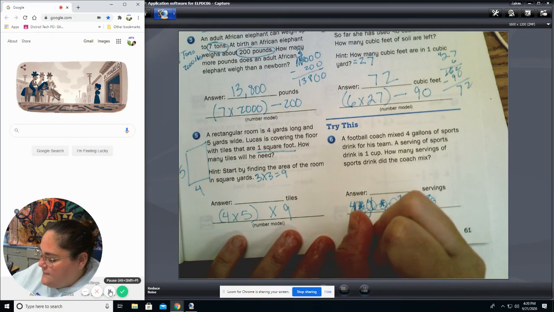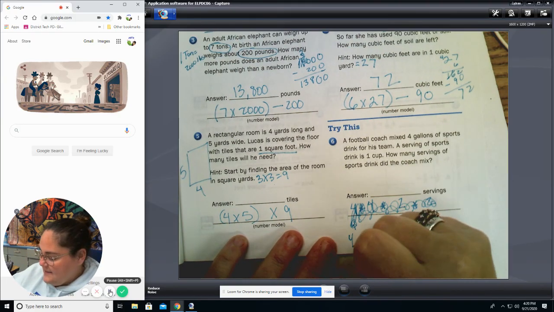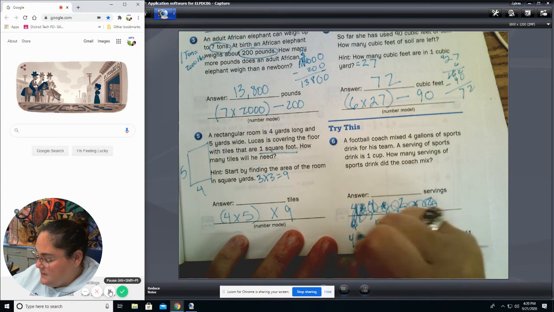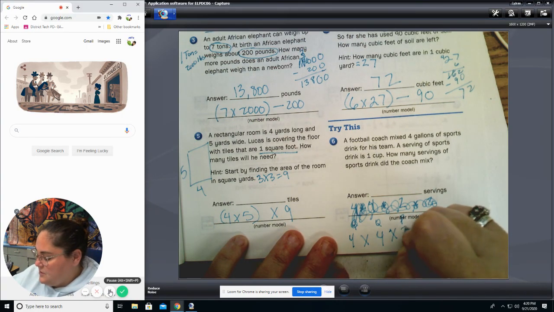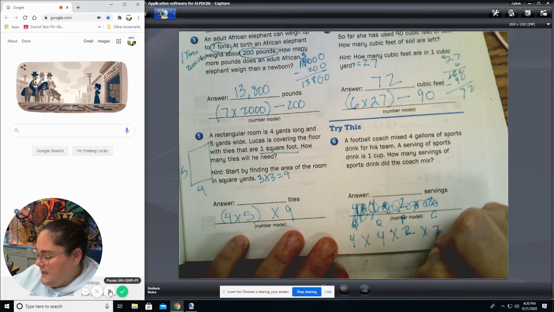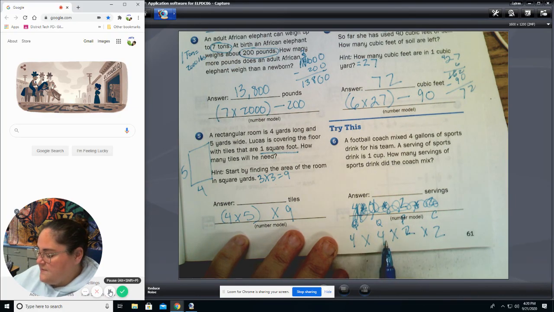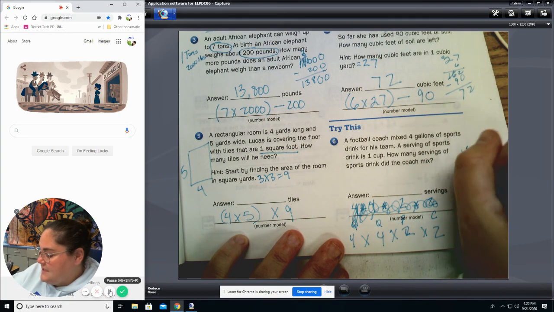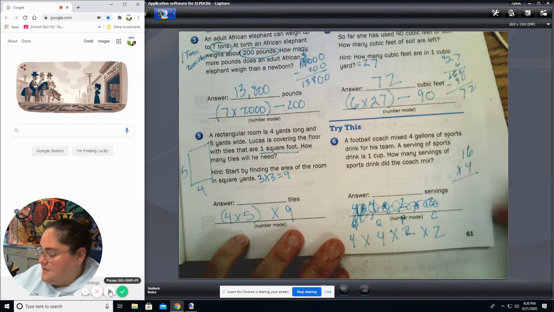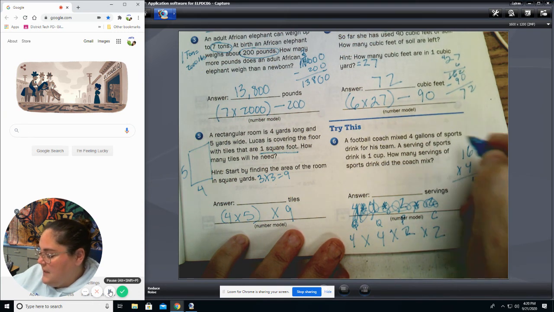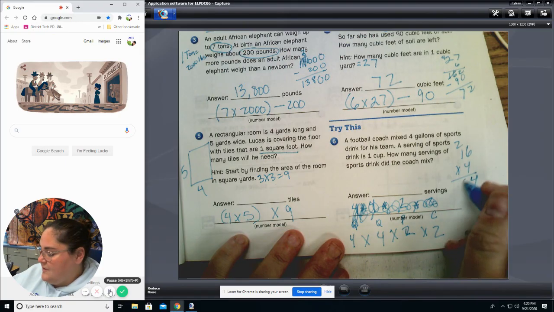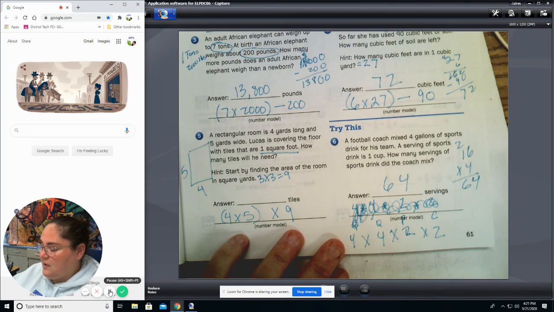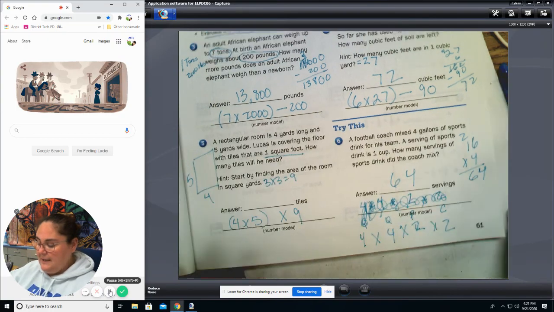What they're trying to say is 4 gallons times 4 quarts times 2 pints times 2 cups. So 4 times 4 times 2 times 2. That's what they want you to do for this problem. So I know 4 times 4 is 16. 2 times 2 is 4. So 16 times 4 equals 4 times 6 is 24. Carry my 2. 4 times 1 is 4 plus 2 is 6. 64 servings. This one was super tricky, and that is okay.